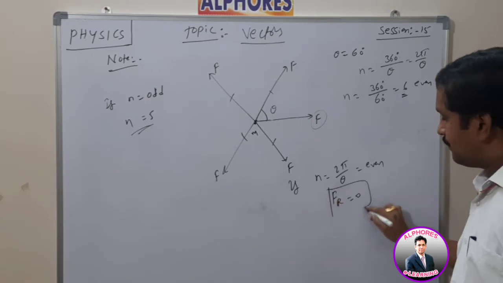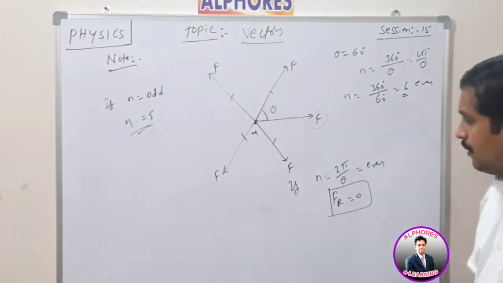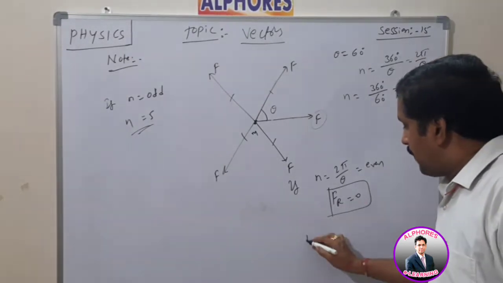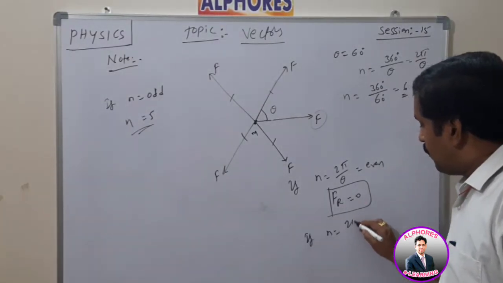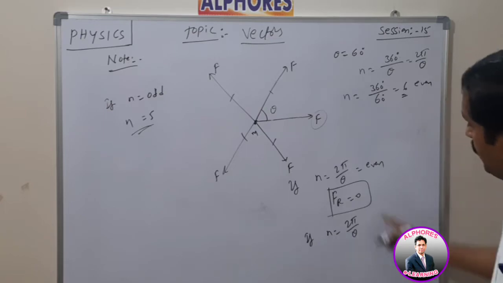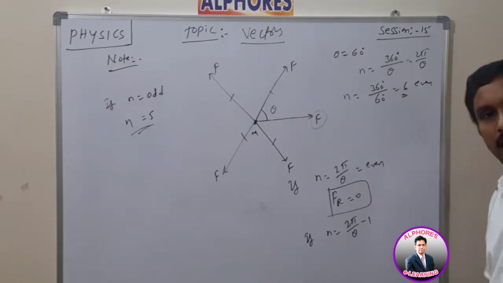Listen carefully. For example, if I take n equal to 2 pi by theta, even minus 1 is nothing but odd.